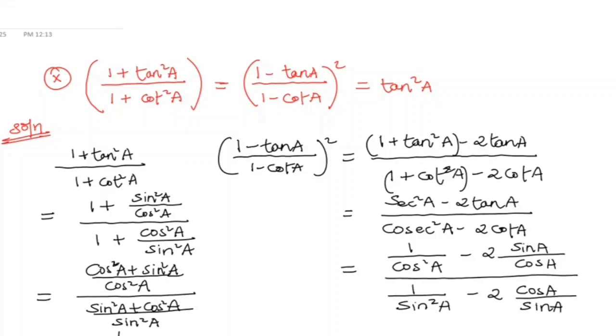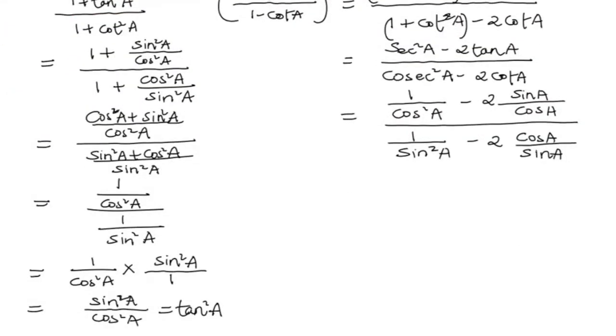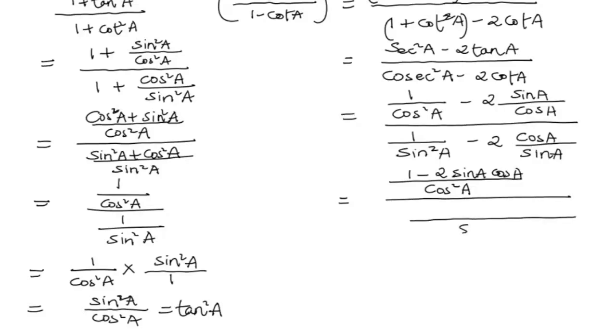So next step what we can do? We can take LCM here. If you take LCM, cos²A into cos A, we will get cos²A. So outside you will get 1 minus 2 into sin A cos A. Divided by downside also, if you take LCM of sin²A and sin A, you will get sin²A. So you will get 1 minus 2 sin A cos A.